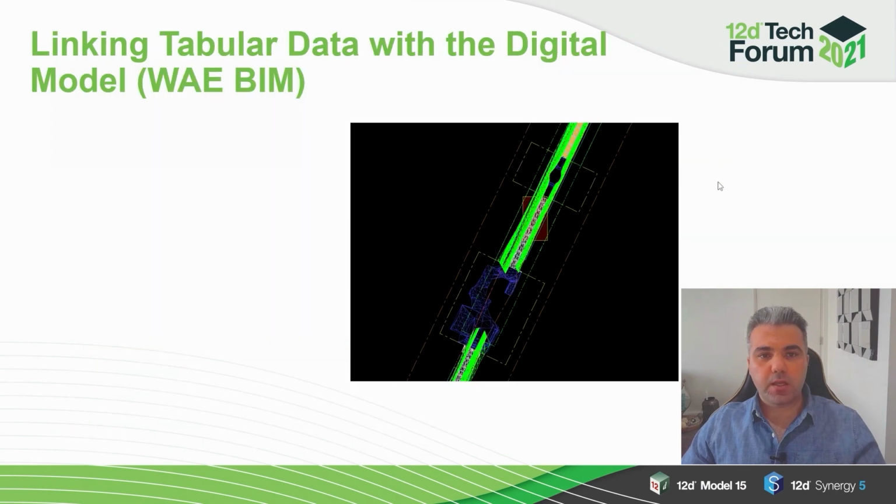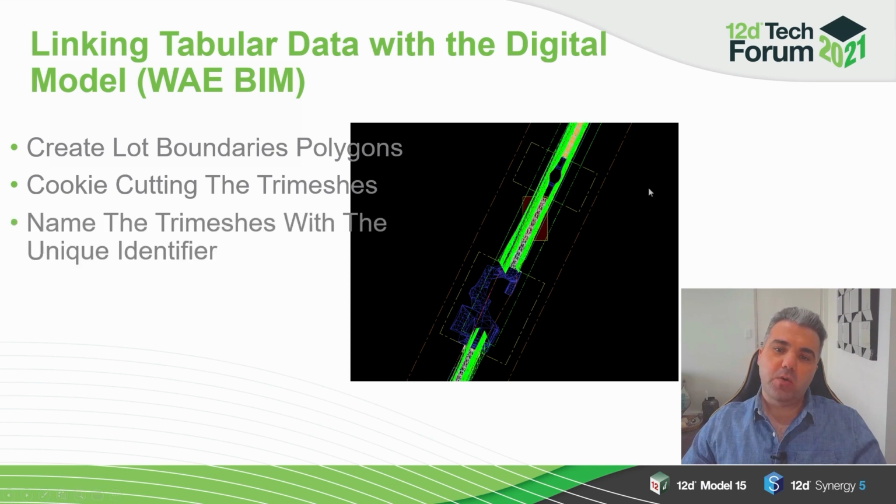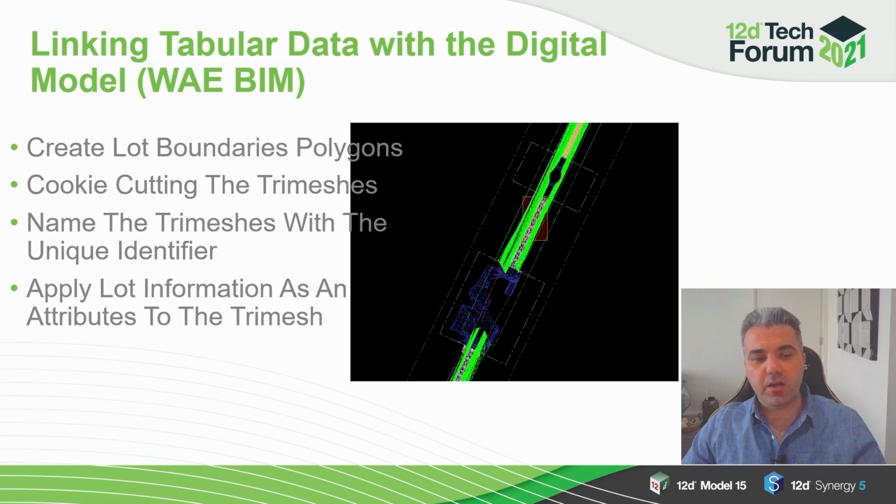So to link the tabular data or the quality system or whatever data you've got into your project, you need to create these polygons, which are the boundaries where you define the lot information. Then what we do, we create all these tri-meshes, then we cut them using these polygons. Then, the next step, we name all these tri-meshes with the work lot identifier.